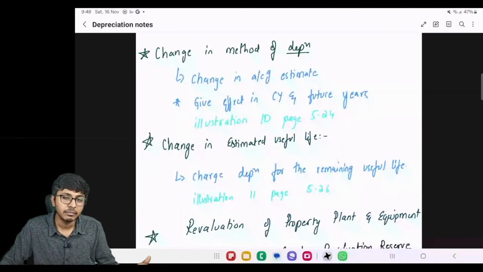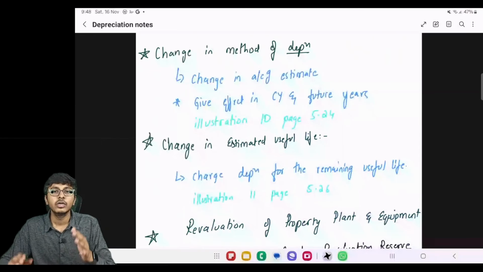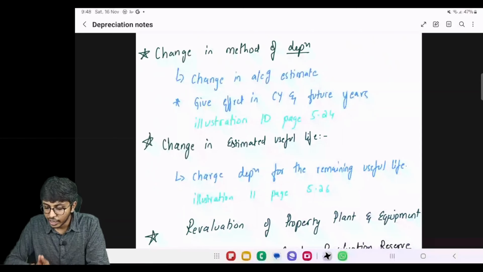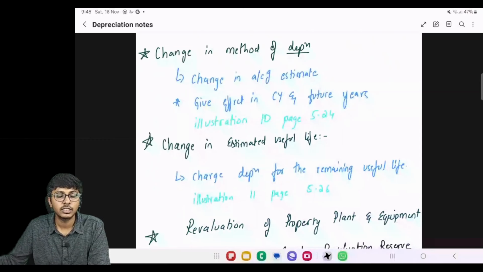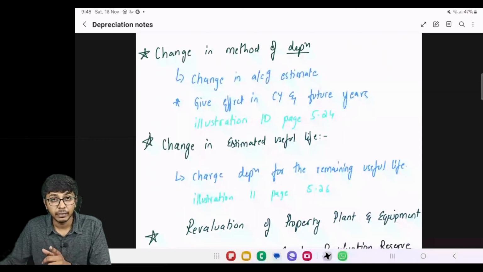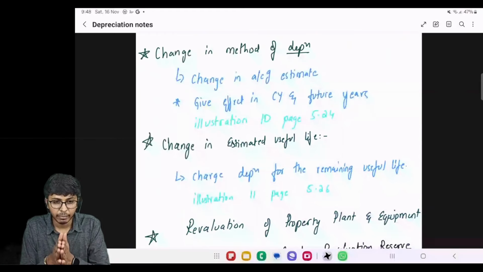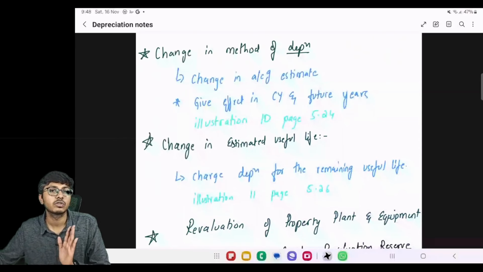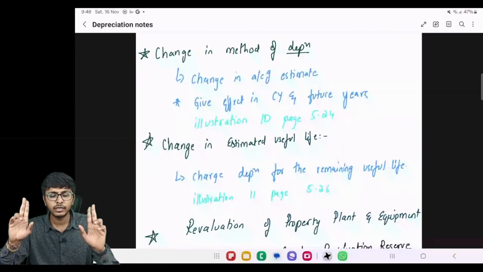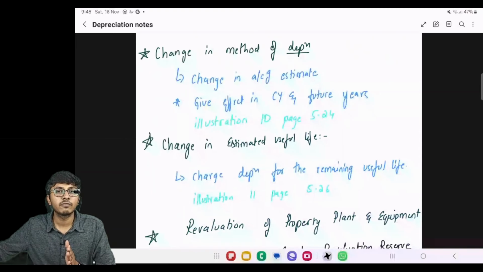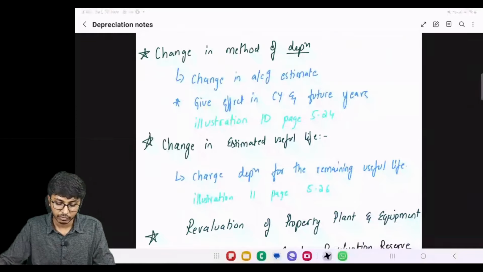Again, just like change in method of depreciation, if you have assessed that the useful life is not going to be so many years, from the day when you change the assessment, you charge depreciation for the remaining useful life. That means don't go back, no looking back. Whatever is the balance of the asset on that particular day, that balance you will depreciate over the remaining useful life. That's all. Clear? Balance on the date that you are going to change, from there you will depreciate for the remaining useful life.